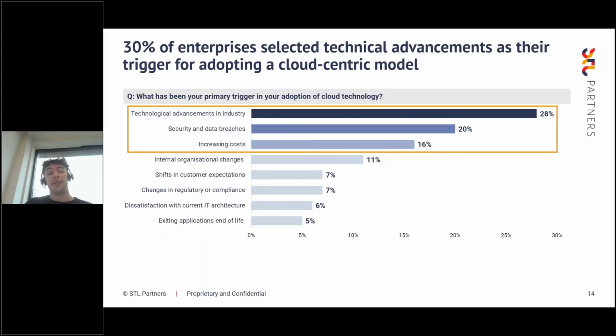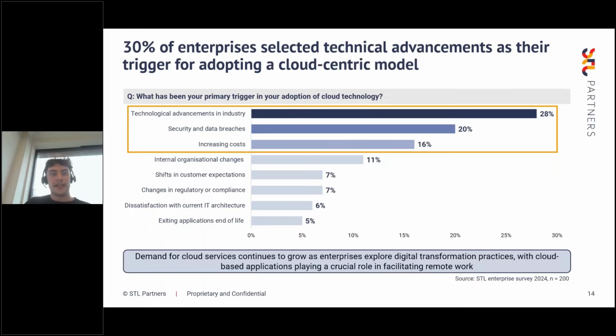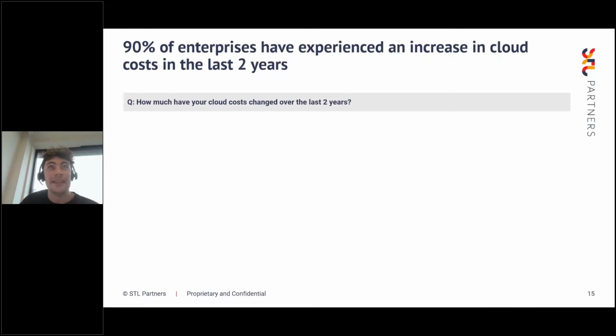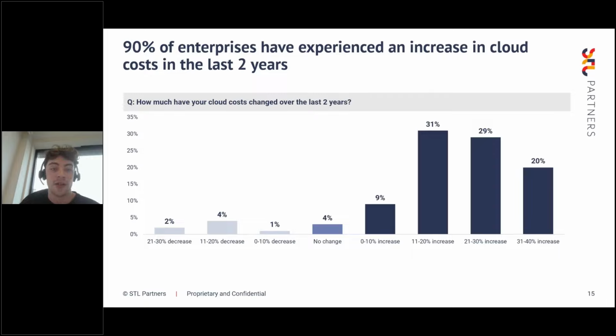Cloud providers are also typically offering a pay-as-you-go model, which is obviously more attractive to customers. Increasing costs is something that's cropped up both as a main challenge for enterprises and as a primary trigger for them in adopting cloud over the last couple of slides. So we're going to dive into this in a little bit more depth now. The key takeaway is that in the last 2 years, 90% of enterprises have experienced rising cloud costs, with 80% of these experiencing over a 10% increase in costs. And it's due to the factors that we've mentioned over the course of the last few minutes.